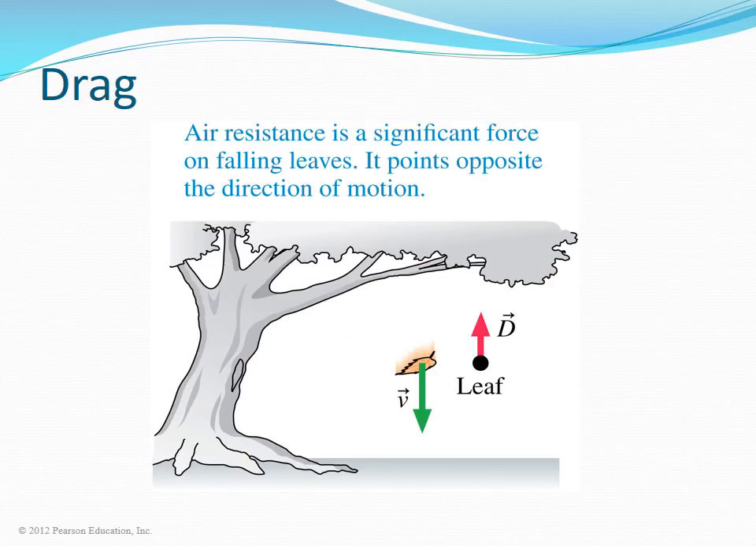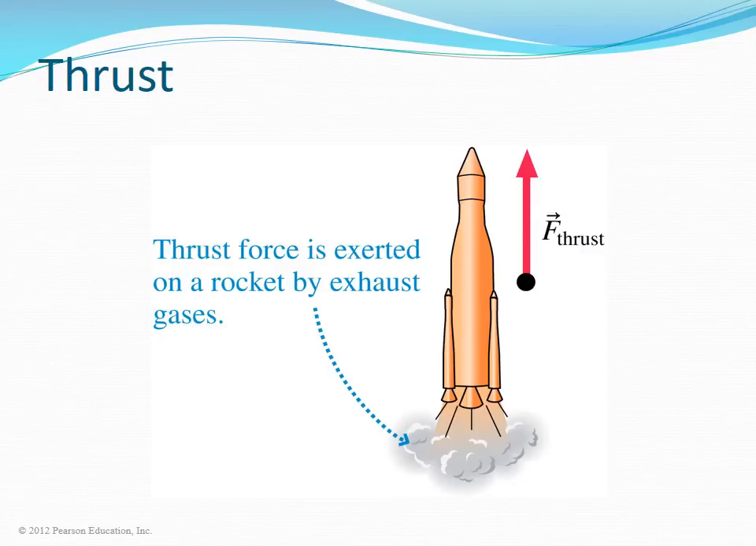The force of a fluid, like air or water, on a moving object is called drag. Like kinetic friction, drag points opposite the direction of motion. You can neglect air resistance in all problems unless a problem explicitly asks you to include it. Thrust is a force that occurs when a jet or rocket engine expels gas molecules at high speed. Thrust is a force opposite the direction in which the exhaust gas is expelled.